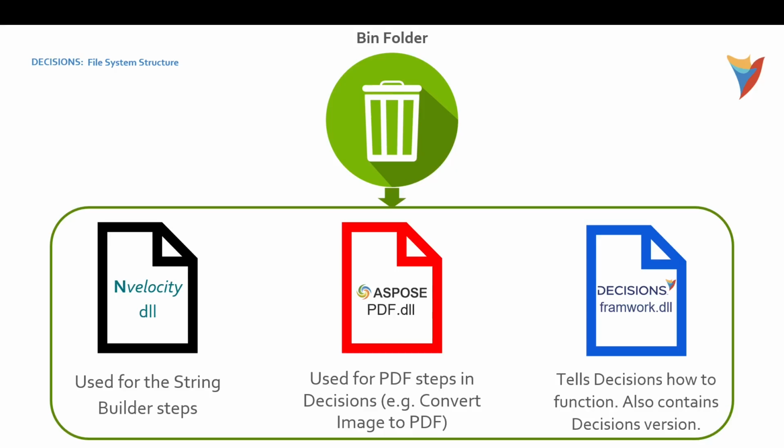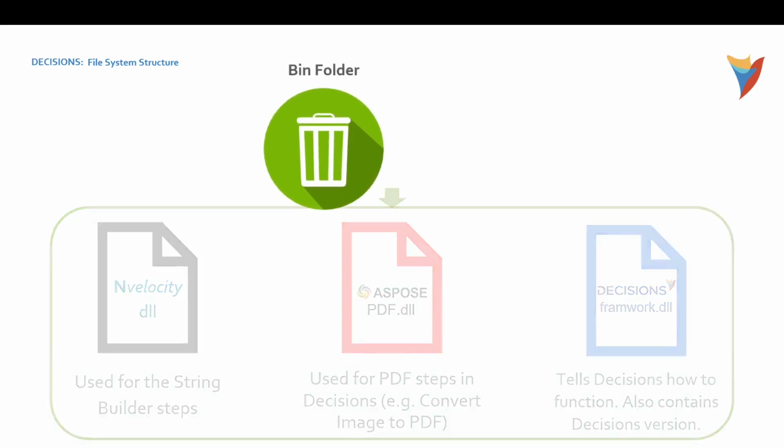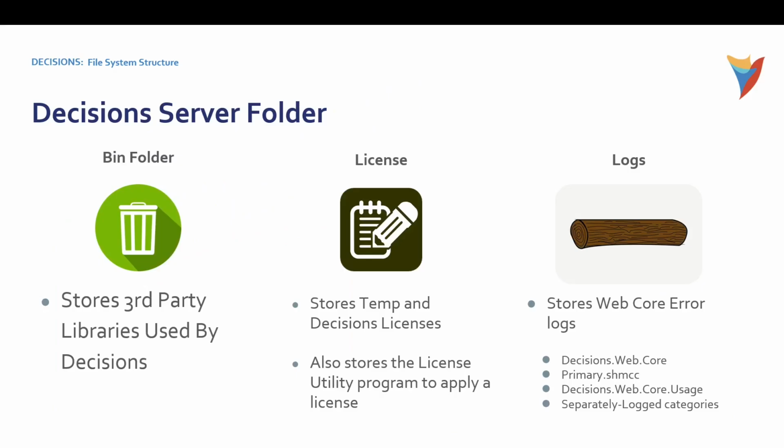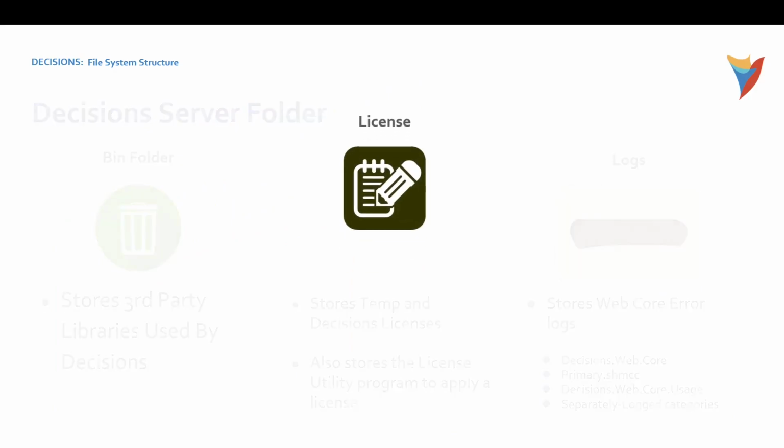It also contains a decisions version, which can be very handy when trying to query the version very quickly on a decisions environment. Please keep in mind there are way more different DLLs in this bin folder. I just wanted to point out a few of them to show you the wide variety of stuff that this holds. So next we have the license.